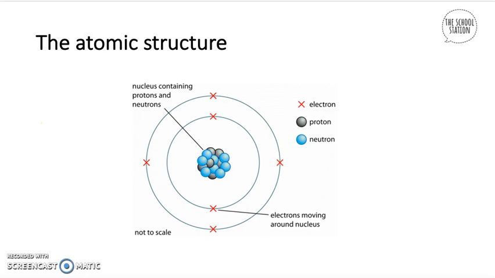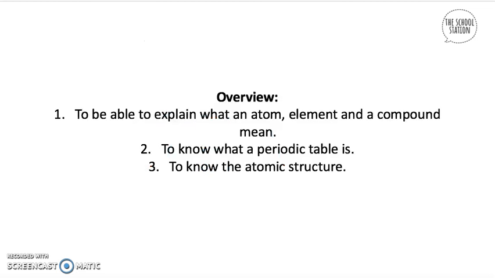So there you guys have it. This is our lesson about atoms, elements, compounds, the periodic table, and the atomic structure. As an overview of what we have learned today, we've learned what an element, atom, and compound mean. We also know that a periodic table is basically a table with all the elements, and it has different groups. And last of all, we have also learned the atomic structure, and we've just seen that in our previous diagram.